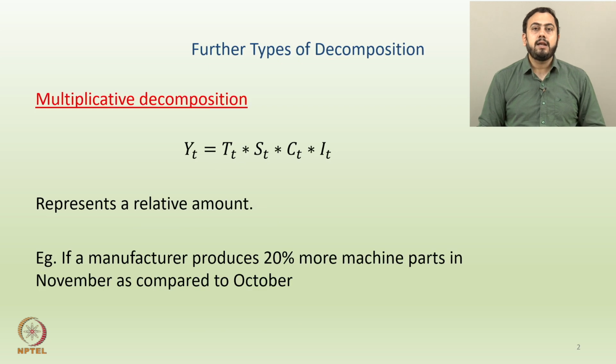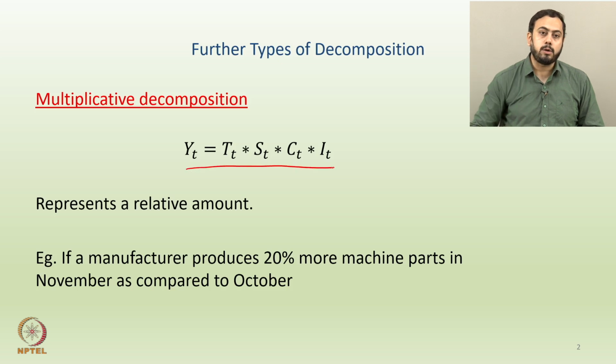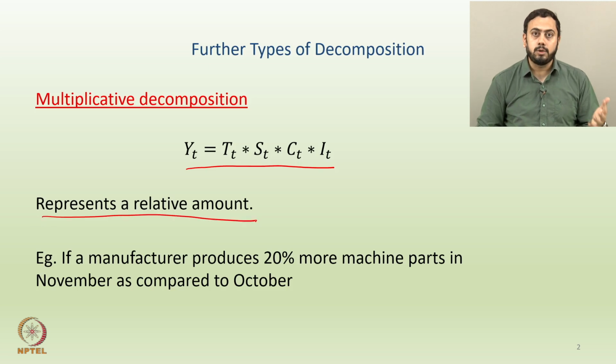Now, the second kind of decomposition is called multiplicative decomposition. What do you mean by that? Again, the idea is easy: the underlying time series yt can be broken down into the product of all the individual components, so Tt times St times Ct times It, rather than a sum. The only difference is that in additive you have a sum, whereas in multiplicative you have multiplication. Since you are taking the product of all the components, it represents a relative amount as compared to an absolute amount. So relatively, how much is the change?